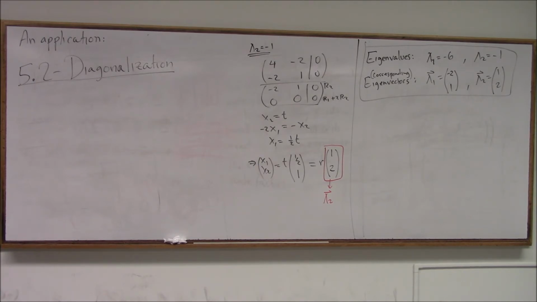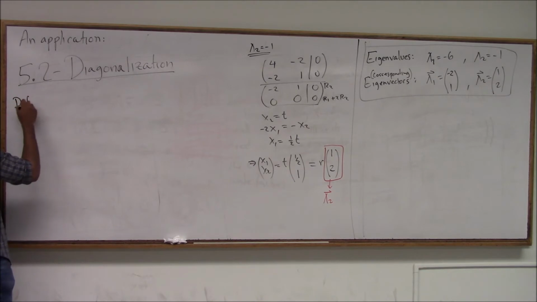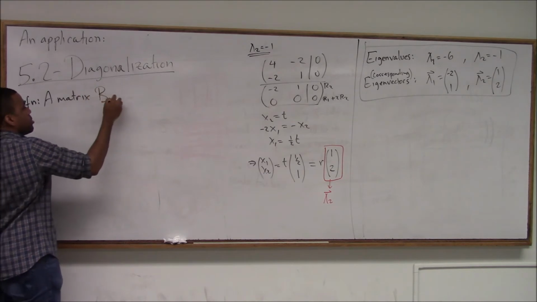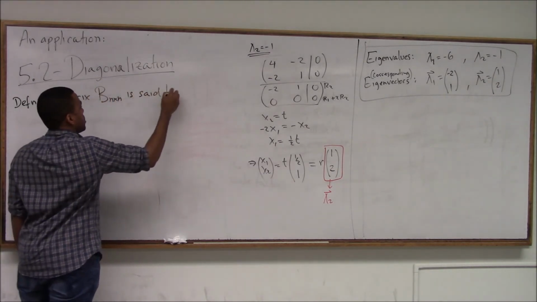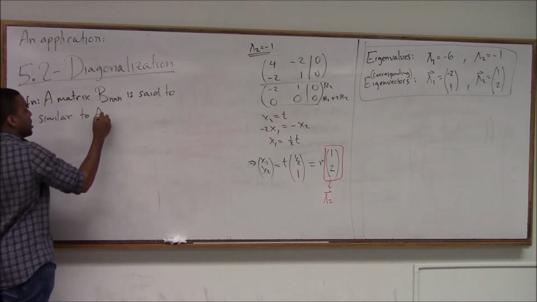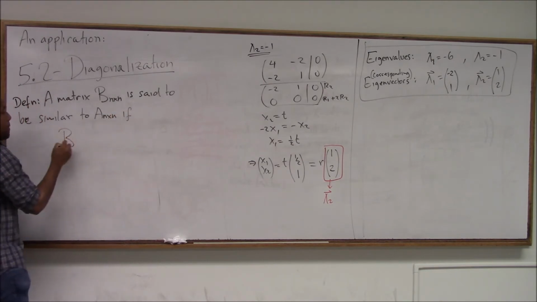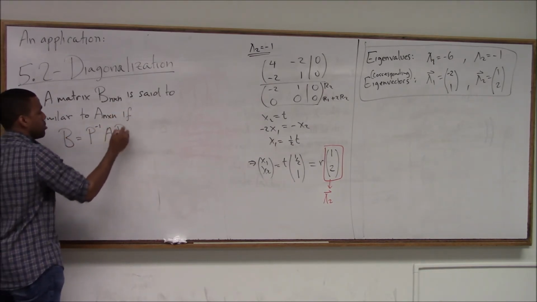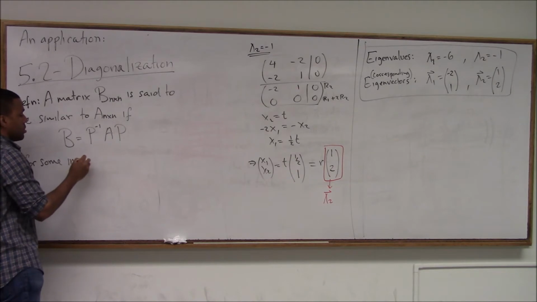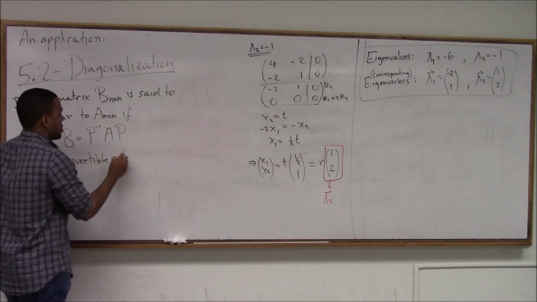There are a lot of them, but we're not going to use all of them. So I should define similar and diagonalizable. So definition. A matrix B n by n is said to be similar to A n by n if B is equal to P inverse A P for some invertible matrix P.